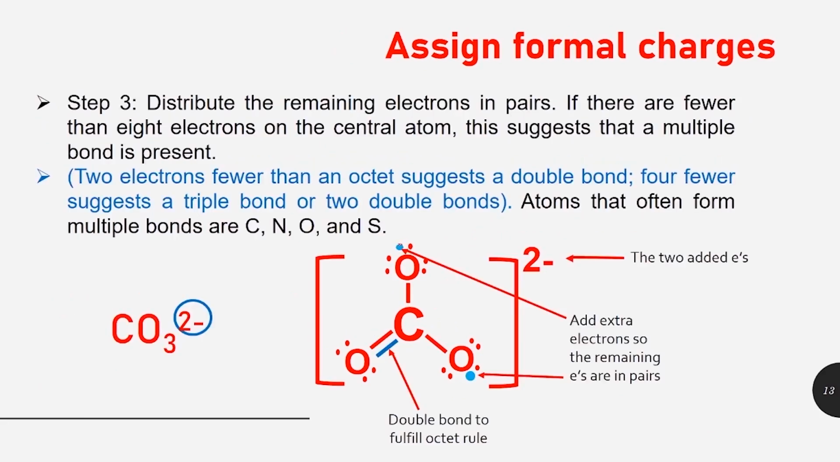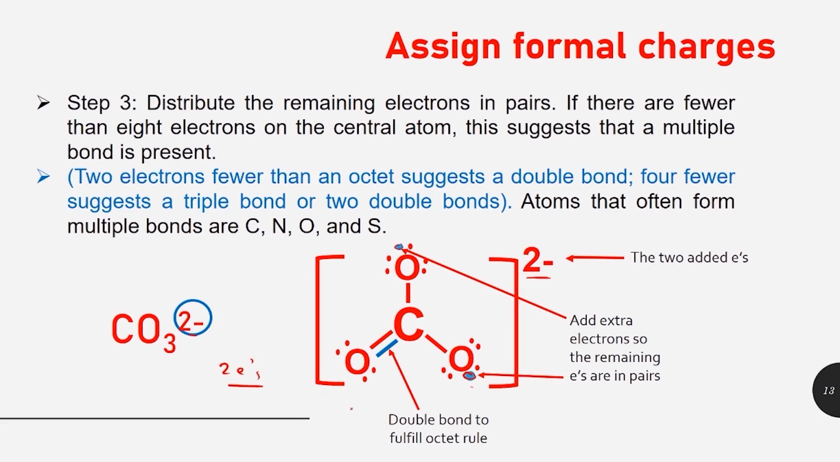The third step is to add the extra electrons, so the remaining electrons are in pairs. So we need to add 1 electron to this atom and another electron to this oxygen. We added 2 electrons, that is why we have -2 on the top of the ion, because we added extra 2 negative charges. This is how formal charge is determined.